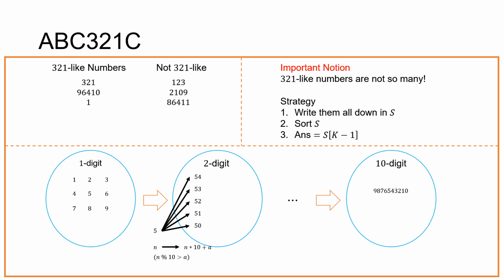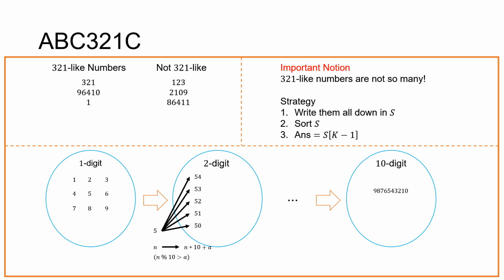The task is to find the K-th smallest number among 321-like numbers. The definition of 321-like numbers is numbers whose digits are strictly decreasing from top to bottom. So 321, 96,410, and 1 are the examples, and 123, 2,109, and 86,411 are the counterexamples.